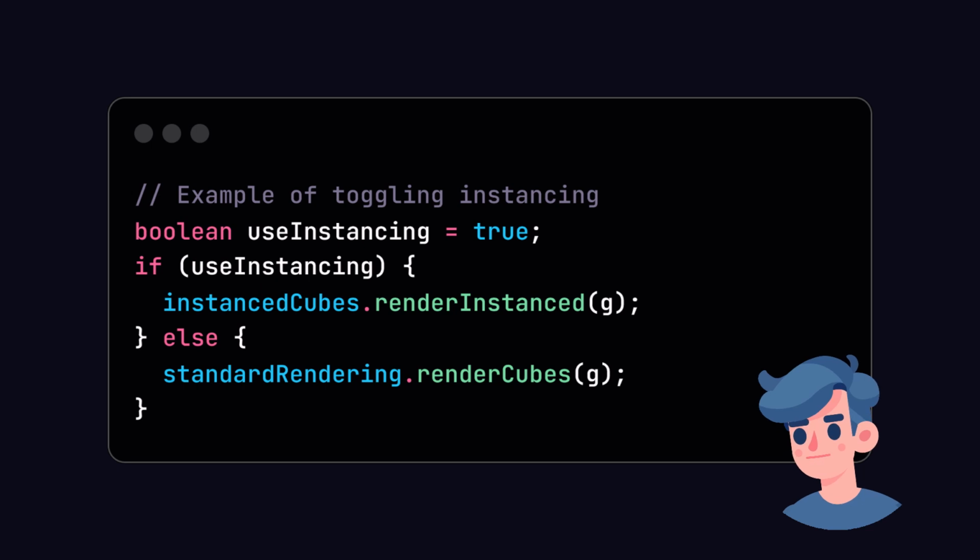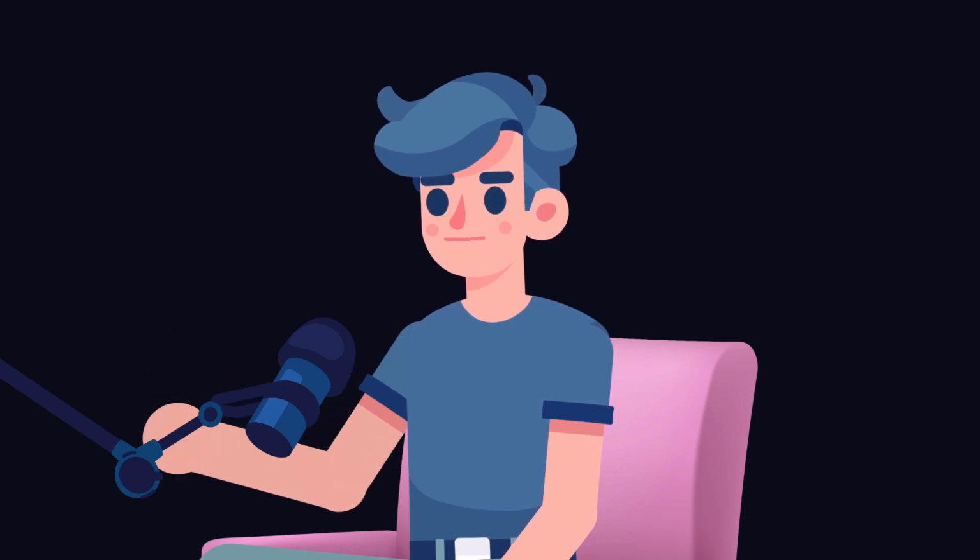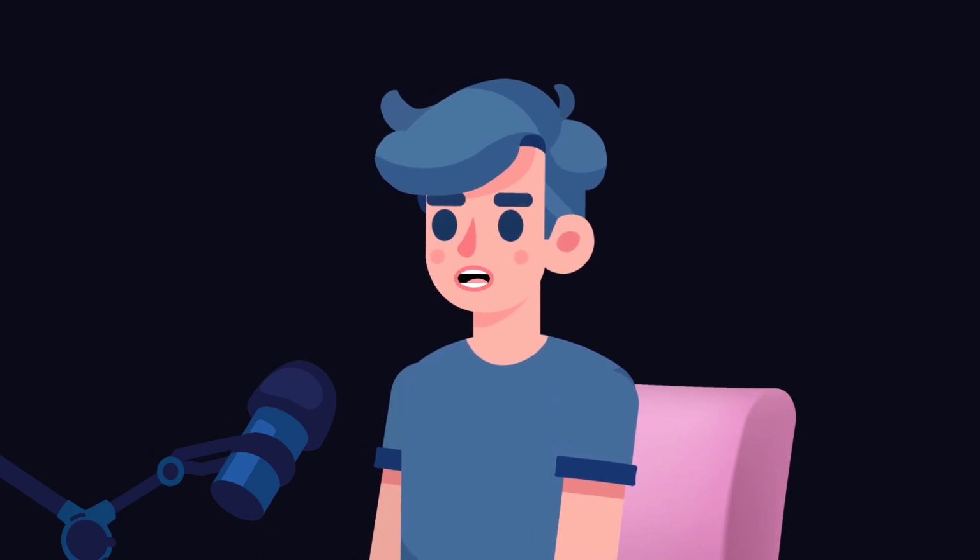Performance profiling is crucial in understanding the gains we make with instancing. Make sure to test your application with and without instancing enabled to see the differences in frame rates and overall performance. By toggling between these two approaches, you can effectively measure the impact of instancing on your application's performance. Keep in mind that optimal values can vary based on hardware, so profiling in real-world scenarios is critical.